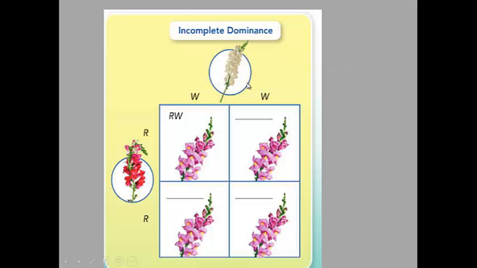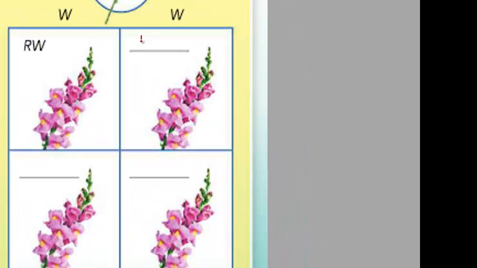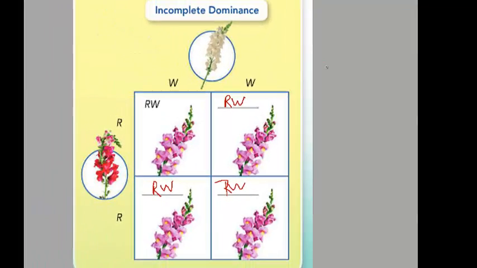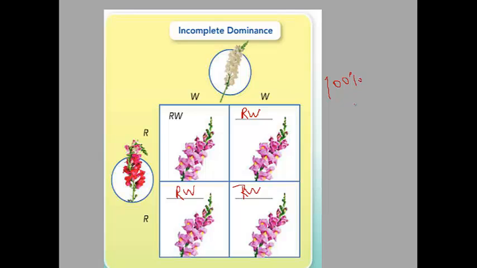So here's a really good example with snapdragons. Here we have a snapdragon that's white. The only way to have a white snapdragon is if both alleles are WW. And on the other side, we have a snapdragon that's red, and the only way to have a red snapdragon is if we have capital R, capital R. Okay? So when we cross these, you'll notice that all of them are going to have the genotype capital R, capital W. And what this means is that because neither red nor white is dominant, they're going to blend together so that 100% of the offspring are going to be pink.